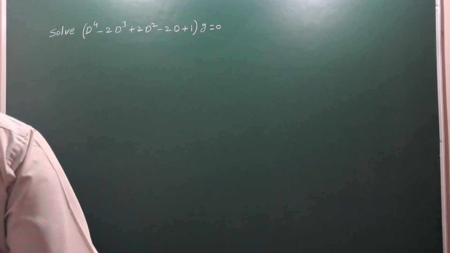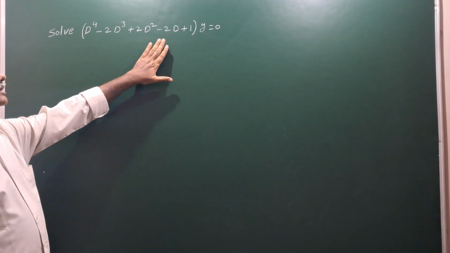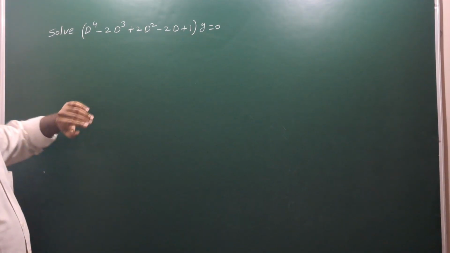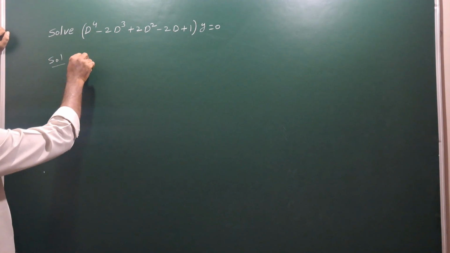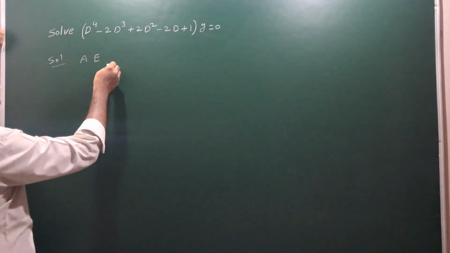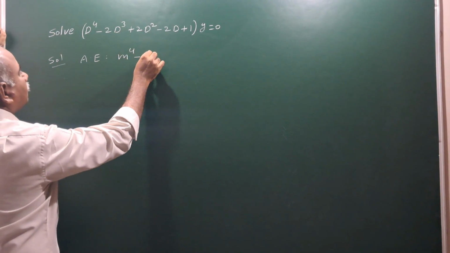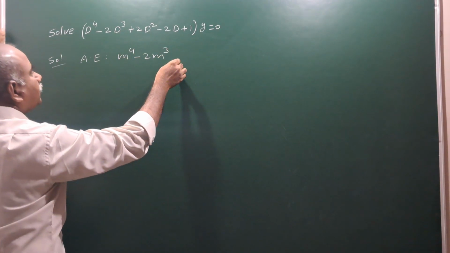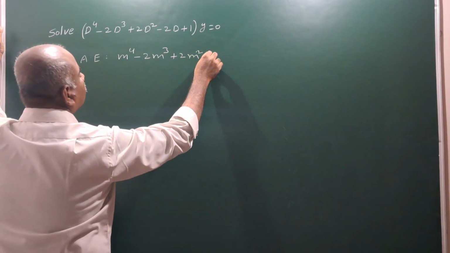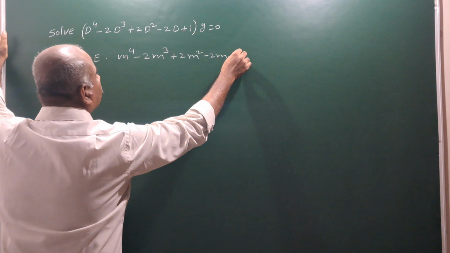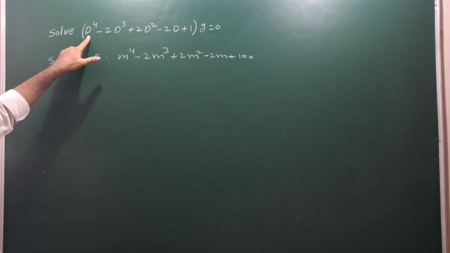Next problem, solve (D⁴ − 2D³ + 2D² − 2D + 1) y = 0. We have to find the solution. First of all, write the auxiliary equation. The auxiliary equation is m⁴ − 2m³ + 2m² − 2m + 1 = 0. Just replace the operator D with m.